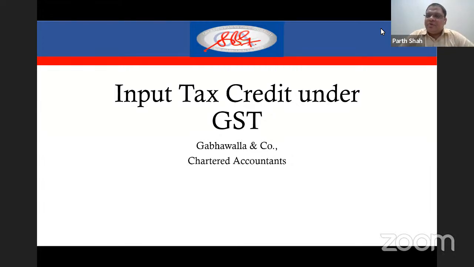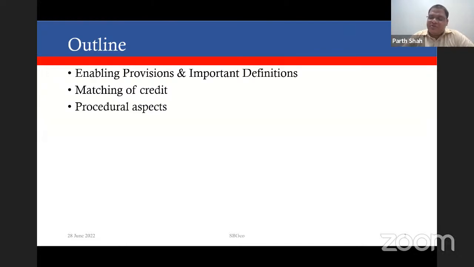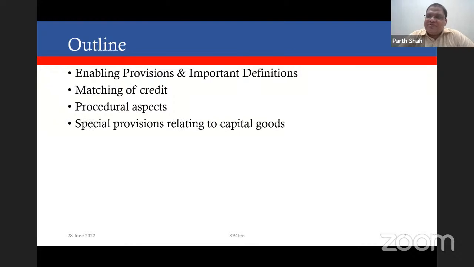Today we'll be covering the topic of input tax credit under GST. We'll be going through some basic provisions, the enabling provisions for the levy of GST. I've kept the outline of today's session into four different baskets. One is the enabling provision and important definitions, matching of credit, an important concept under GST, procedural aspects relating to claim of credit, and some special provisions under GST, including those relating to capital goods.